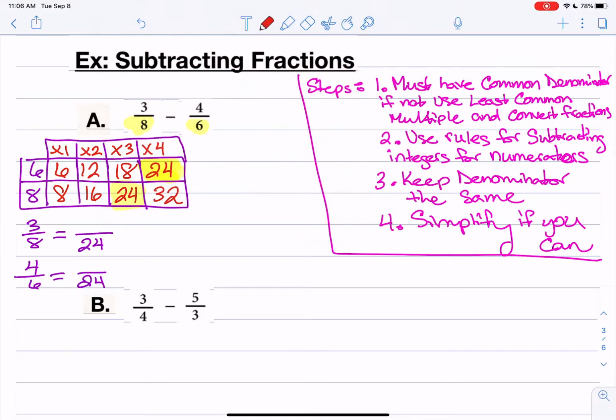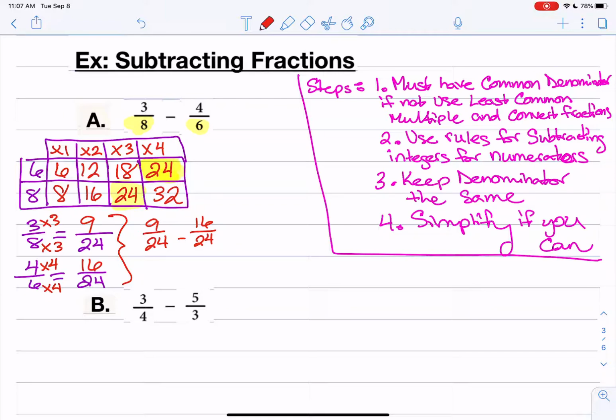Now, we look at our table and ask, what did we multiply by 8 to get 24? We multiplied by 3. Whatever you do to the bottom, you have to do to the top. So 3 times 3 is 9. What did we multiply that 6 by to get the 24? We multiplied by 4. Whatever you do to the bottom, you have to do to the top. So that's going to be 16 over 24. And now this becomes 9 over 24 minus 16 over 24. Now we have our common denominators.